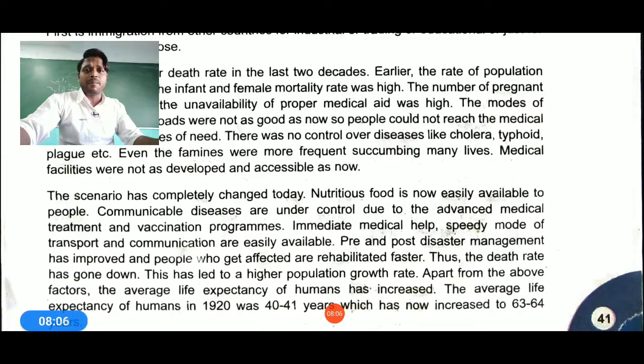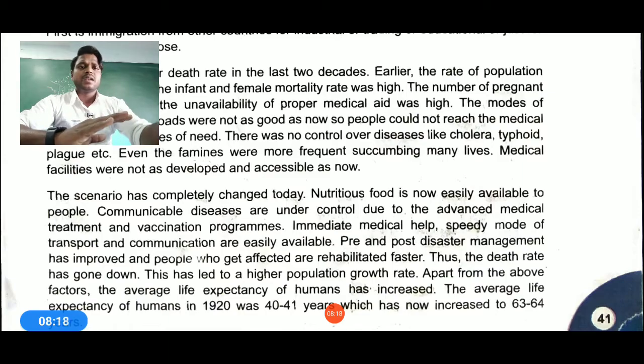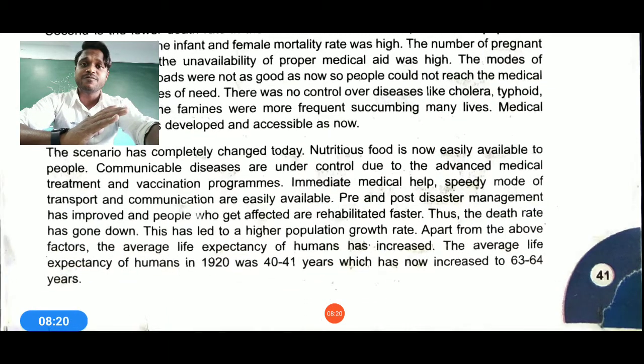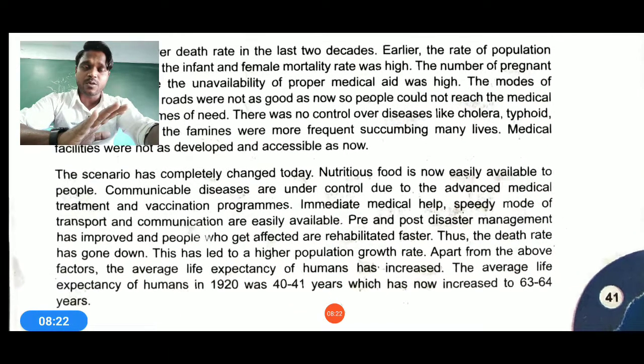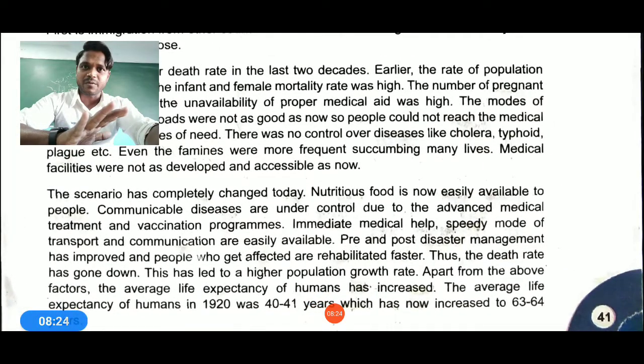Hospitals are improved. Apart from that, the average life expectancy of human beings has been increasing today. The life expectancy in the year 1920 was 40 to 41 at maximum. Now it has increased to 63 to 64. That shows how safe human beings are nowadays, but they are also increasing the population.